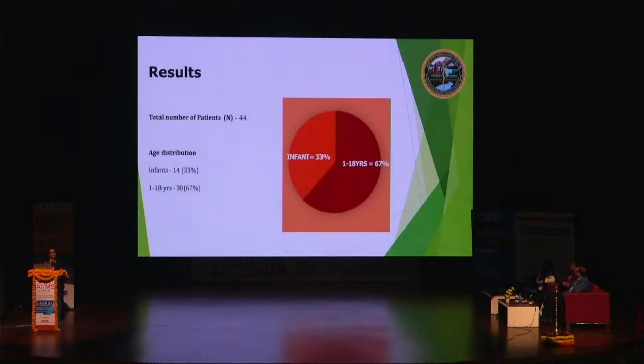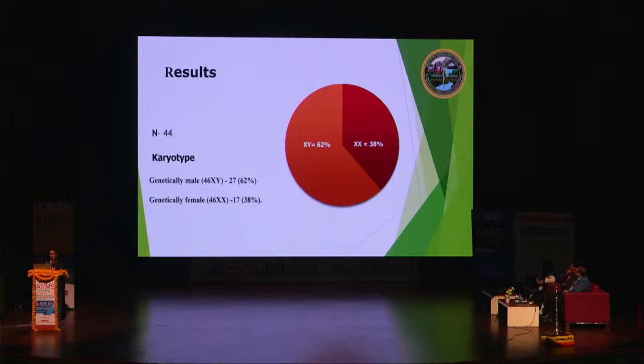Now the results. The total number of patients in our study was 44. Age distribution was 14 in the infancy age group and 30 in the 1 to 18 years age group. Then karyotyping: genetically male 46XY was seen in 27 patients and genetically female 46XX was seen in 17 patients.